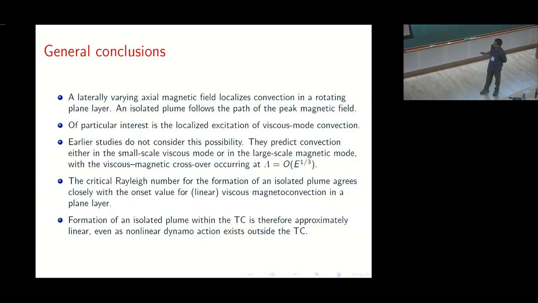And the critical Rayleigh number at which these isolated plumes form agrees closely with the onset value for the viscous branch of the magnetoconvection regime diagram. So another important fallout of this study is that within the spherical shell itself, there can be regions which are strongly nonlinear, and there can be regions which are approximately linear. Because the formation of an isolated plume within the tangent cylinder has been studied by a linear model, there is good agreement between the dynamo model and the linear model. But on the other hand, we know that nonlinear dynamo action exists outside the tangent cylinder. So this is good news as far as the dynamo community is concerned, because the tangent cylinder, at least close to the onset, can be treated linearly, even though outside it is highly nonlinear.